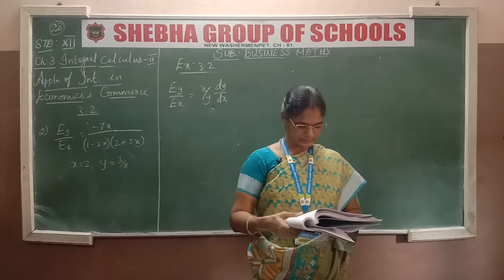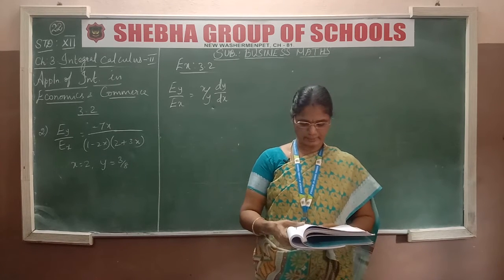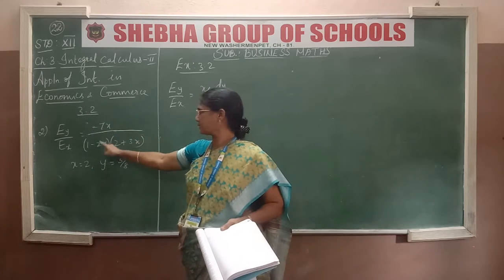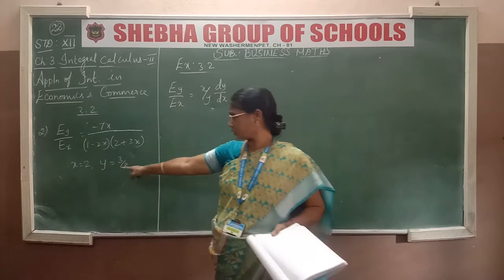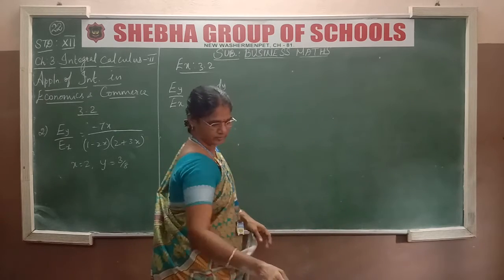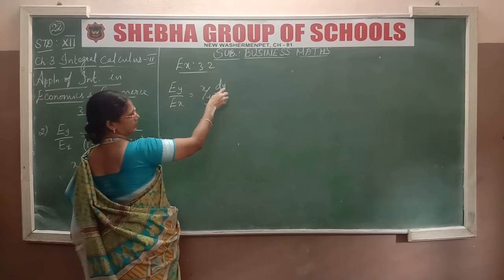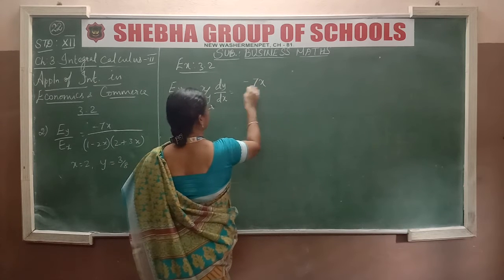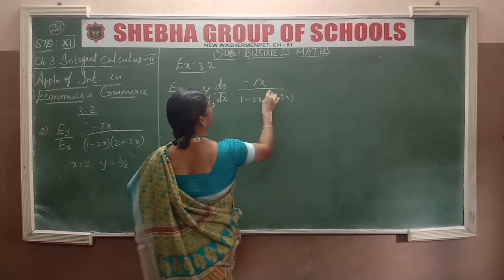Listen, second sum, the same exercise 3.2. The elasticity of the function, Ey by Ex, is given by minus 7x by (1 minus 2x)(2 plus 3x). Find the function when x is equal to 2 and y is equal to 3 by 8. And we know the formula, this we also studied in 11th standard: Ey by Ex equals x by y into dy by dx, which is equal to the given function, minus 7x by (1 minus 2x)(2 plus 3x).